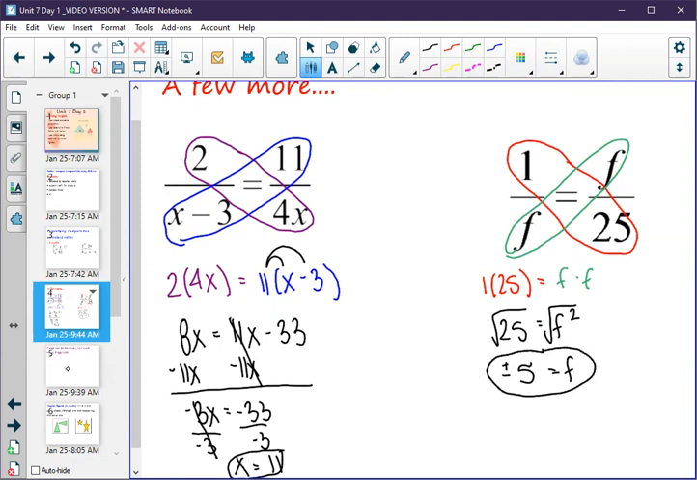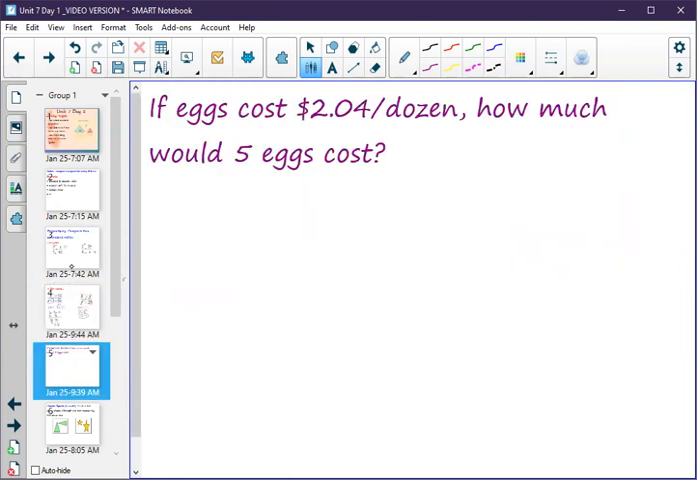So let's look at another example, but put this into some context. If eggs cost $2.04 a dozen, I don't know if you've been to the grocery store very recently, but that is a very expensive dozen eggs. But if it did cost $2.04 for a dozen, how much would 5 eggs cost?